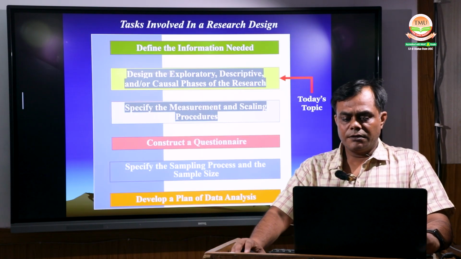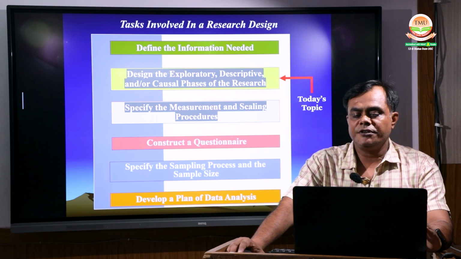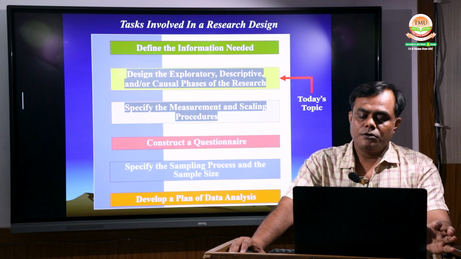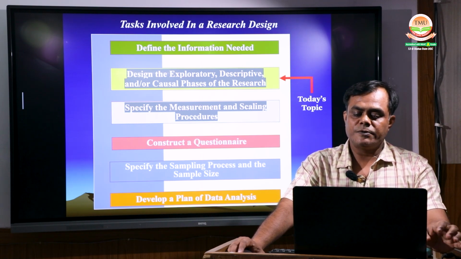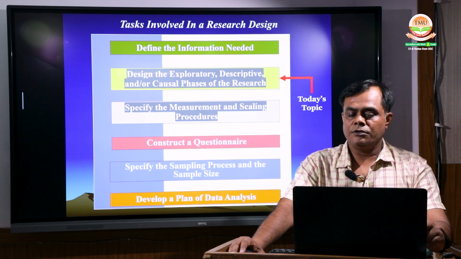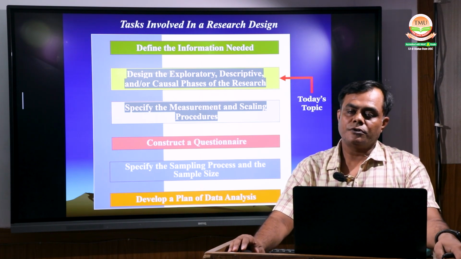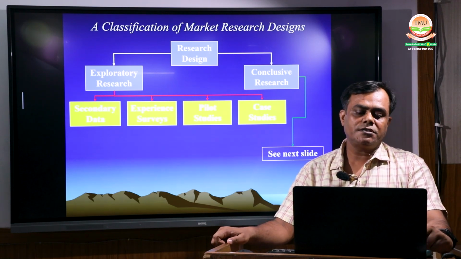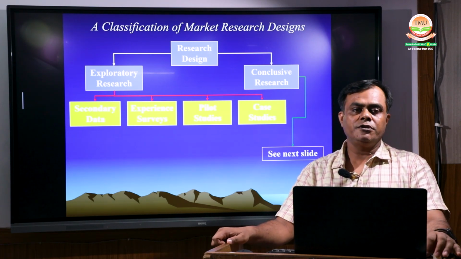So in this slide, there are various tasks involved in research design. First, define the information needed. Second, design the exploratory, descriptive or causal phases of the research. Then specify the measurement and scaling procedures, construct a questionnaire, specify the sampling process and the sample size, and develop the plan of data analysis. Today we have to discuss designing the exploratory, descriptive and causal phases of the research. After formulation and definition of the research problem, the next step is to choose an appropriate research design. Every research study is unique in itself.